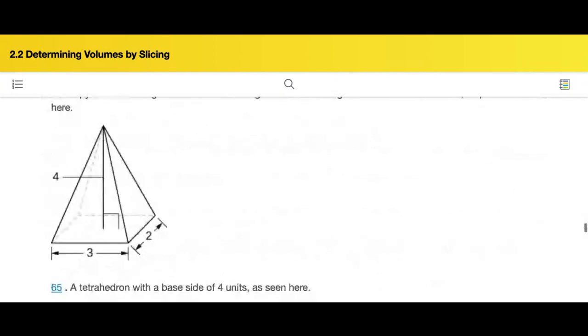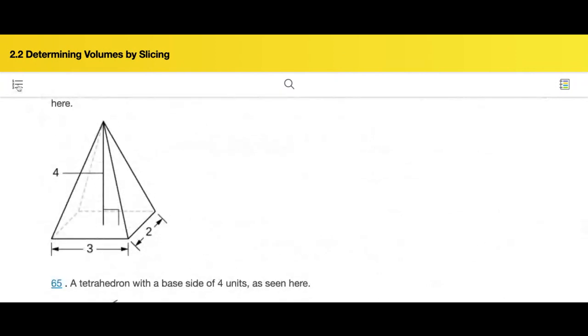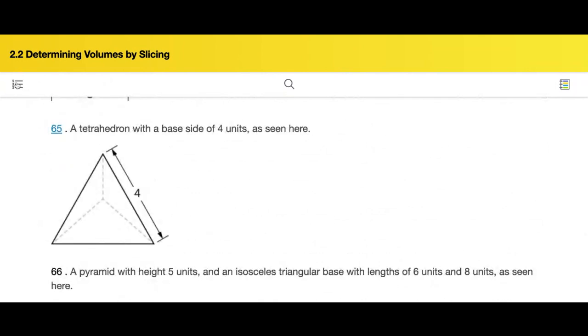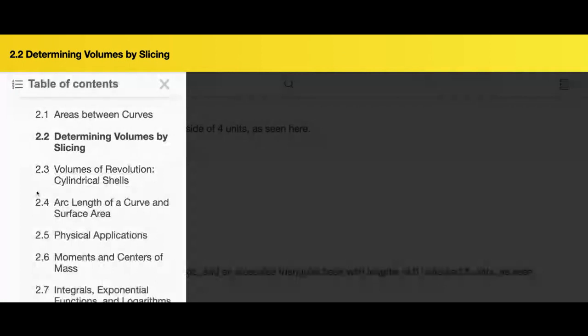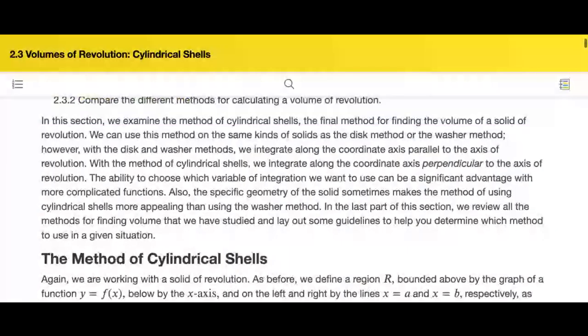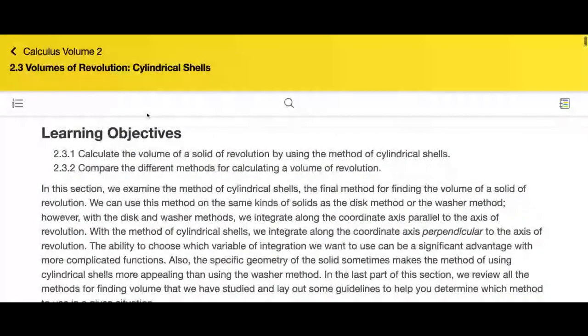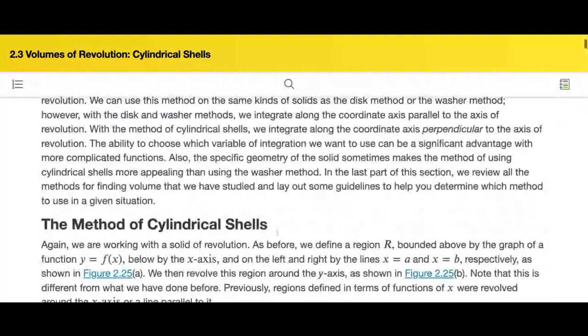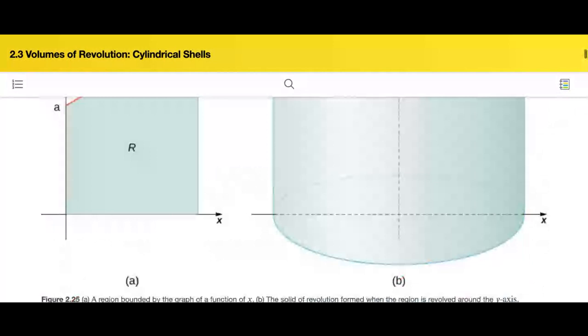All right, so I'm going to assign you some homework now. We still have some time. Let's see, cylindrical shells. Calculate the volume of a solid of revolution by using the method of cylindrical shells. Compare the different methods for calculating volume of revolution. Okay, cylindrical shells.